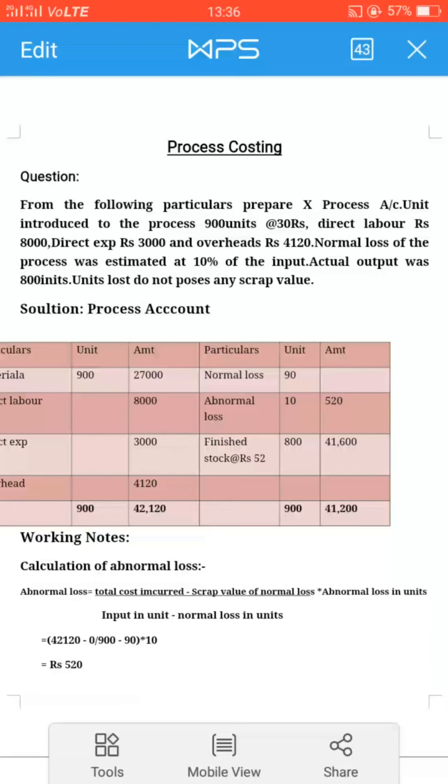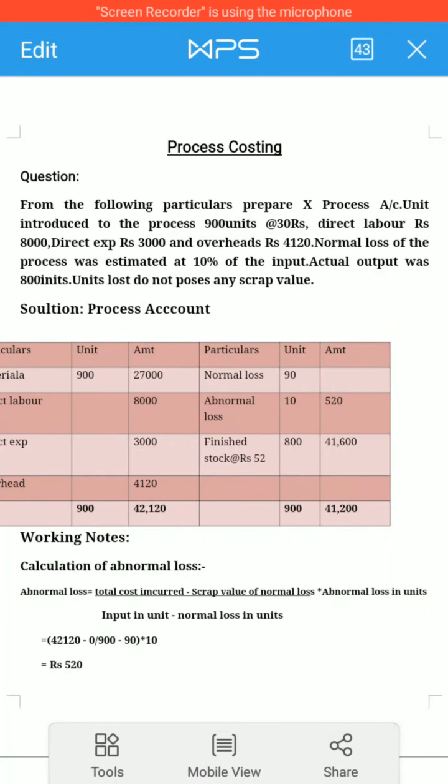I'm here to present the solution of accounting problems from topics such as process costing, joint costing, and byproduct costing. Now let us discuss the accounting problems and their solutions. Now coming to the first question from process costing.